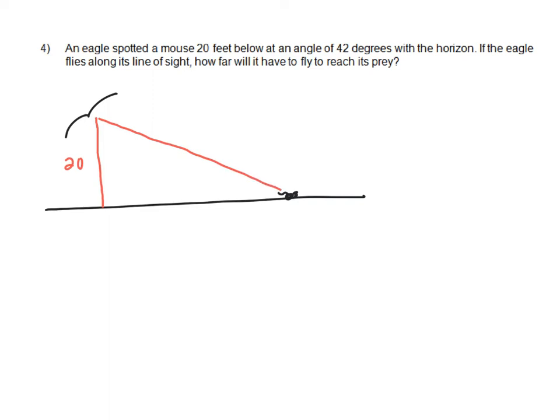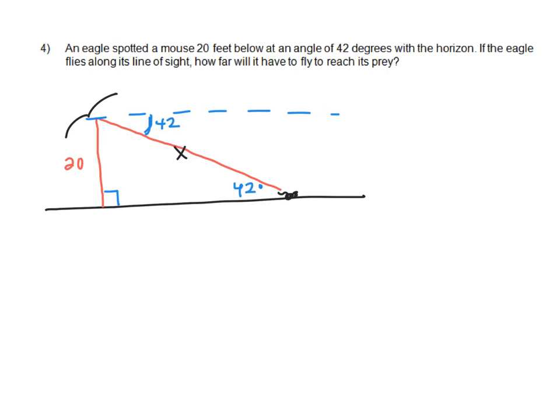And an angle of 42 degrees with the horizon. So from the eagle, we have to put in that horizon again. And then if the angle is 42 degrees with the horizon, that's our angle of depression right here. Remember, your alternate interior angles will tell you that this angle inside our triangle is 42 degrees also. So that's how that helps us out. And then the question is, how far will it have to fly to reach its prey? So what's the eagle's flight from here all the way down to the mouse? That is x. That's what we don't know.